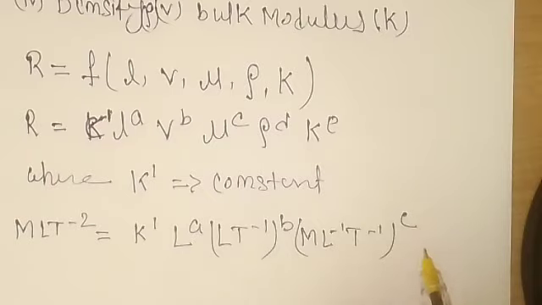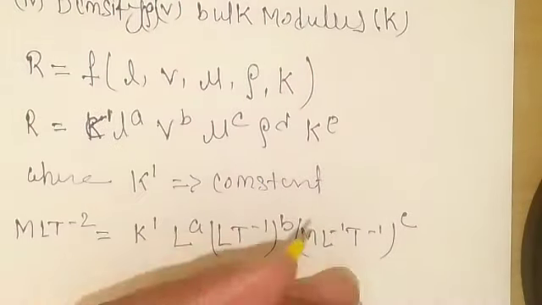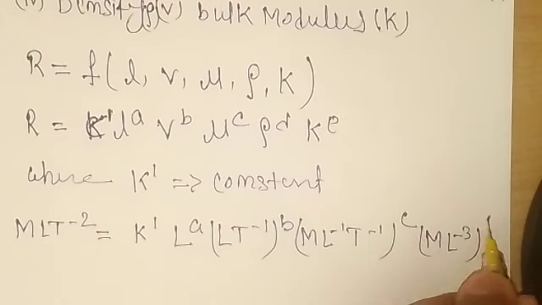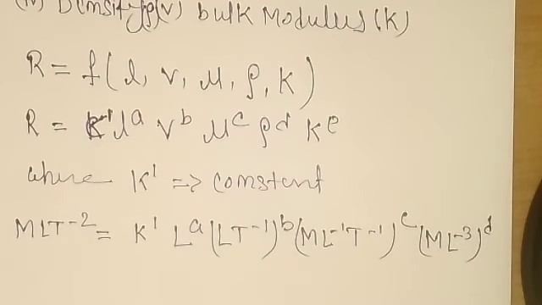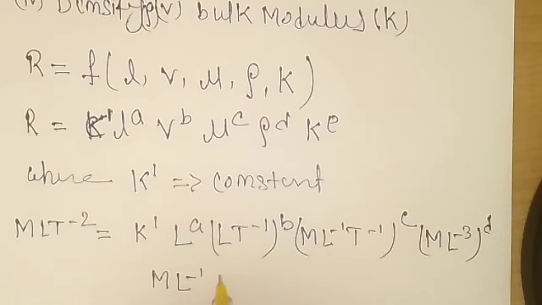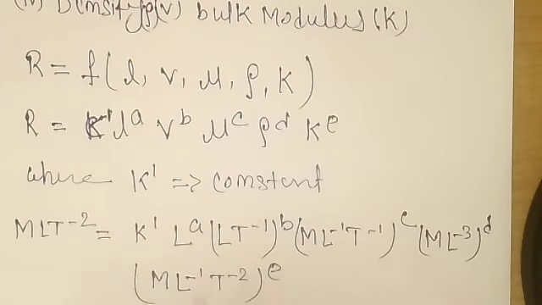Then this is density, that is mass by volume, so it is nothing but (M L^-3) whole power of d, okay. And then this is the bulk modulus, that is a stress, right? So the stress dimension is M L^-1 T^-2. Here this is a continuation, we just don't have space, that's why here we are writing M L^-1 and this is T^-2 whole power of e, all right.